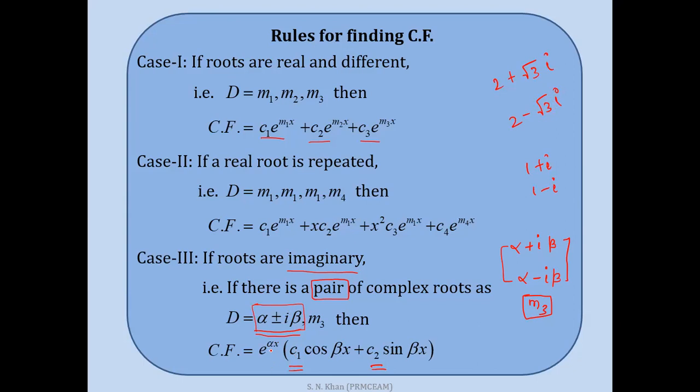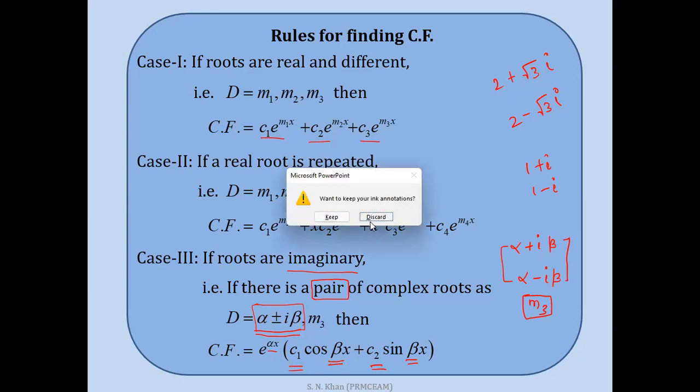Now how to write it: e to the power alpha x. In the exponential term, we have placed alpha as the coefficient of x, e to the power alpha x. So alpha is the real part in that complex number. Then in bracket C1 cos beta x plus C2 sin beta x. So beta is the imaginary part in the complex number. Alpha is the real part and beta is the imaginary part.